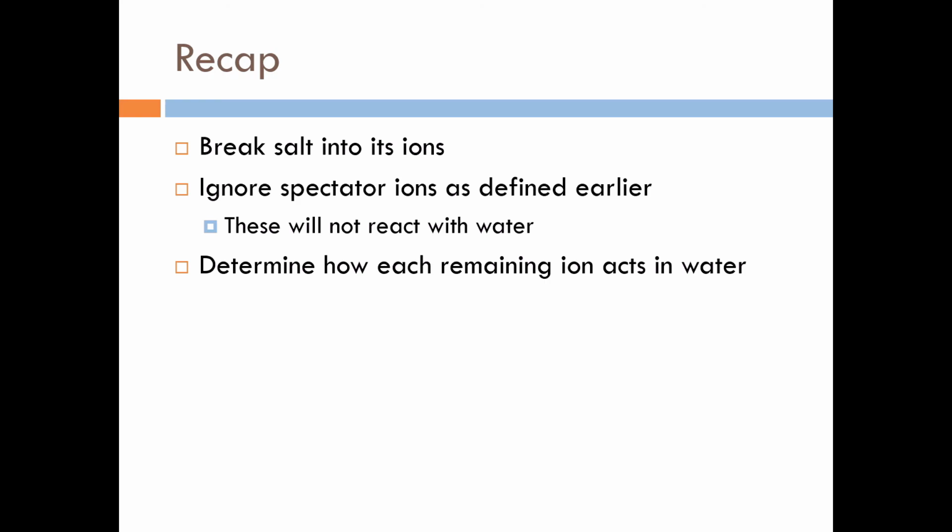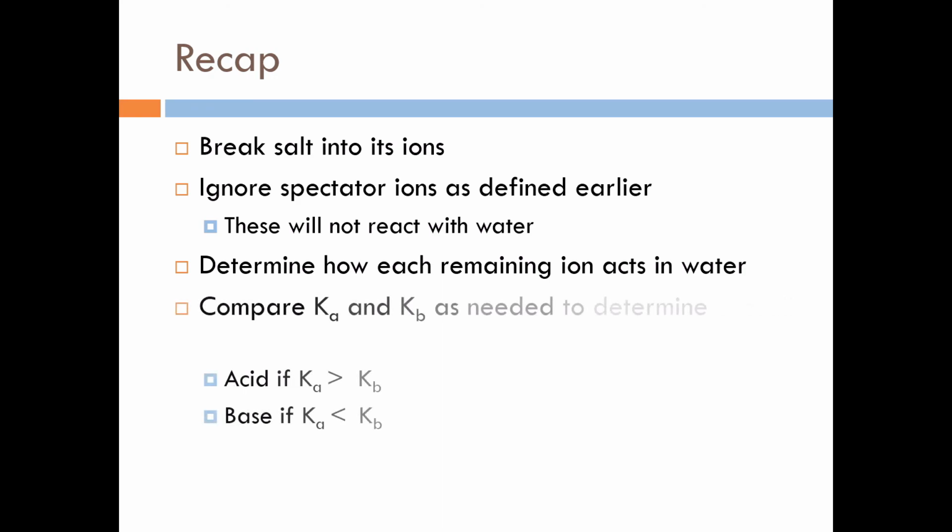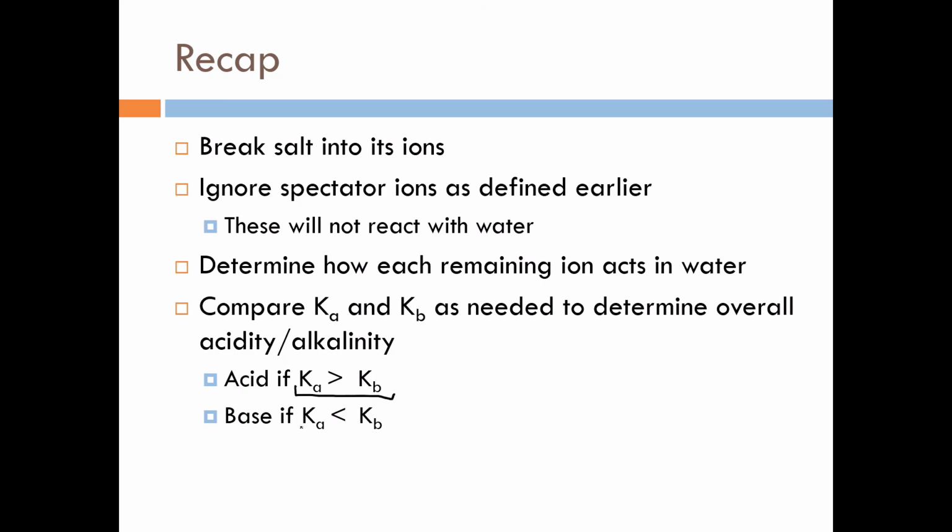So you decide which one is an acid, which one is a base, calculate Kb if necessary, and then compare Ka and Kb and determine which one is bigger. The solution will become acidic if Ka is bigger than Kb, and the solution is basic if Ka is smaller than Kb.